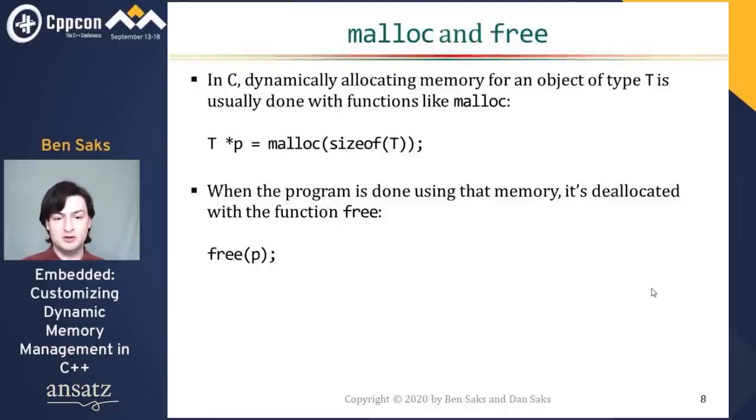So in C, we would typically allocate memory dynamically using malloc and free. You would call malloc and pass it the size of the object that you're trying to allocate memory for. It would return back to you a pointer to a dynamically allocated block of memory that you could then use to store your T object, and you'd use that until you were done with it. And when you were finished, you'd call free, pass it the pointer that you received from malloc, and that would release the memory back into the system.